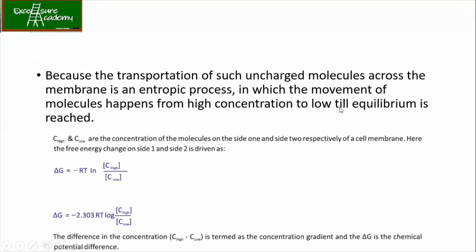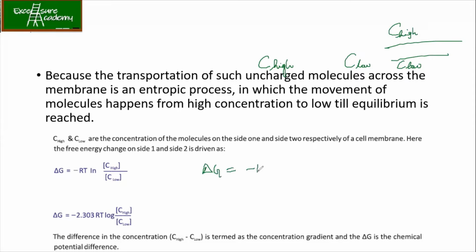Now let us say that C high is the concentration of solute at higher concentration and C low is the concentration of solute at low concentration, on one side of the membrane. So if this is the membrane, on one side your C will be high and on the other side your C will be low. Okay, now how do we express this with respect to the free energy? So delta G is equal to minus RT ln, natural log, of the concentration C high to the concentration C low. Okay. Now what is R? It is your gas constant, and T is the temperature in Kelvin.